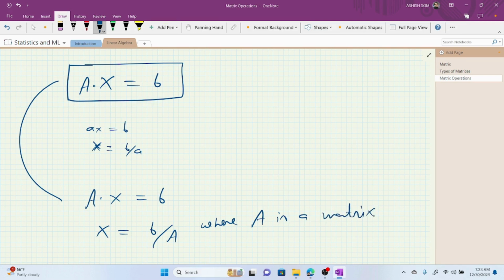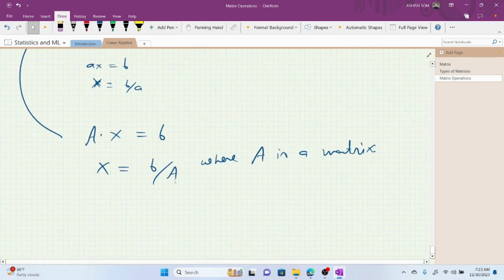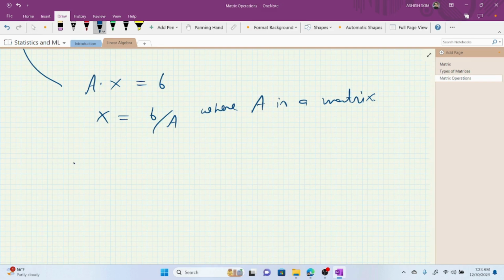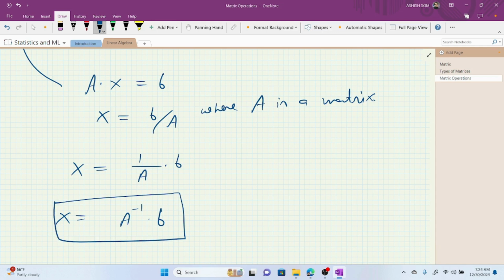Mathematically it looks like we can do it, but with matrices it is not possible. We cannot divide a matrix by another matrix. Division with a matrix is not possible. So instead of writing this, we multiply by 1 upon a dot b, and this 1 upon a is represented by the name A inverse. A inverse b. This is how we calculate.